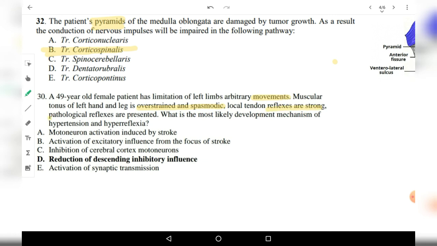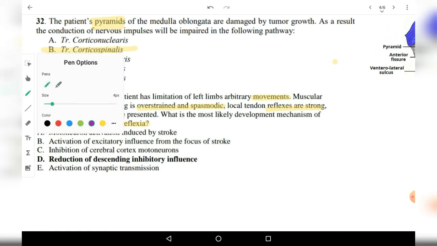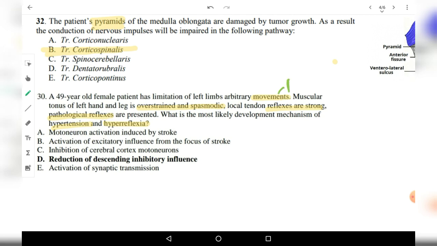The reflexes are strong and also the pathological reflexes are present. Now, what is the most likely development mechanism of hypertension and hyperreflexia? They have already given that the reflexes are increased, the tones are increased, there is a problem with the movements. So what does it mean that there is a problem with the movements? They are talking about the pyramidal tract. Whenever they say that there is a problem in voluntary movements, or they write simple movements, that means they are talking about the pyramidal tracts. And now reading the question, you have to see if they are talking about the corticonuclear tract or the corticospinal tract.